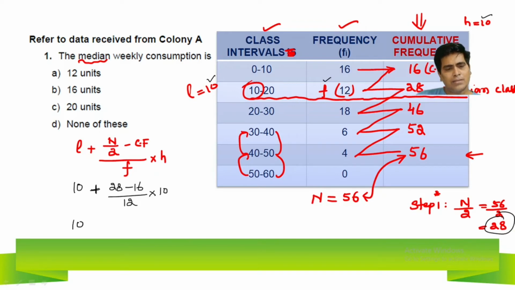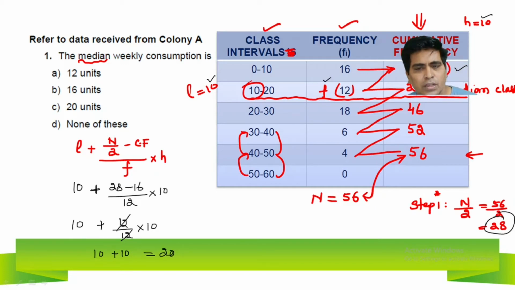So 10 plus, the difference between 28 and 16 is 12. So 12 by 12 into 10. Anyhow, 12 we can cancel it. So what is left out? 10 plus 10. It is clearly the median, how much? 20. So median is 20 units. So clearly we can take it as 20 here. So this is the way we have calculated the median.